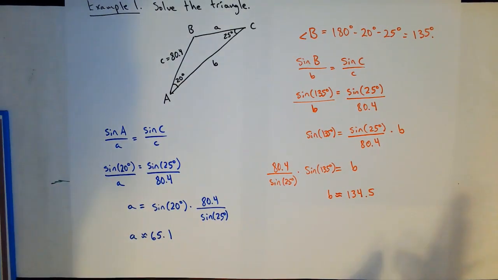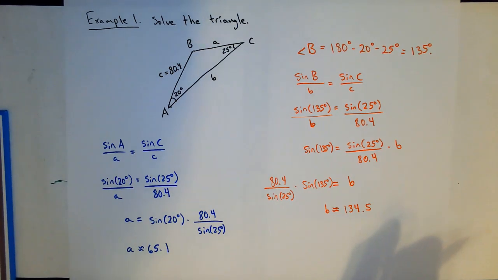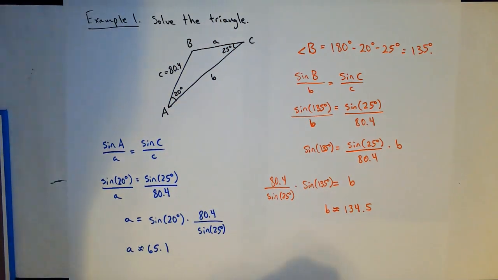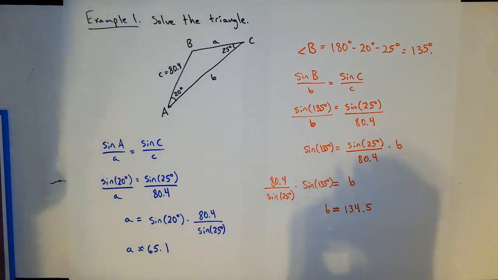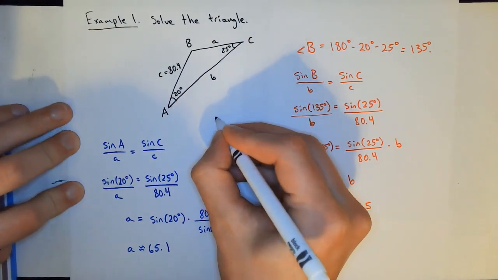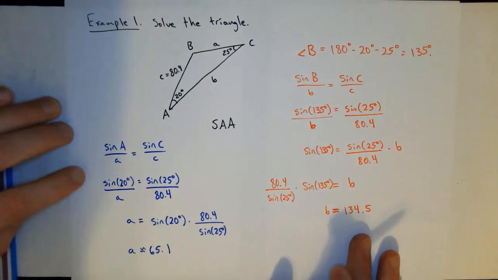And now we have all 6 things. So what the book calls this, and what this would be called if you wanted to look it up on YouTube or something, is side angle angle. That's what they call it. Side angle angle. This is how you'll see it. Side angle angle case.